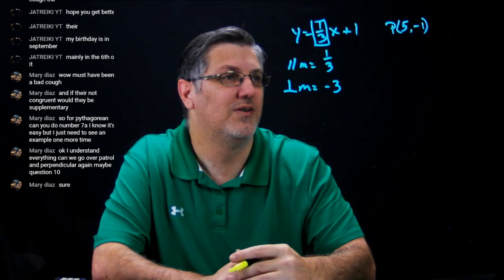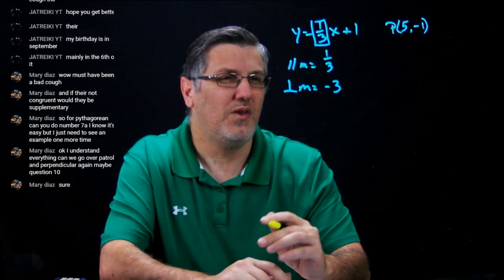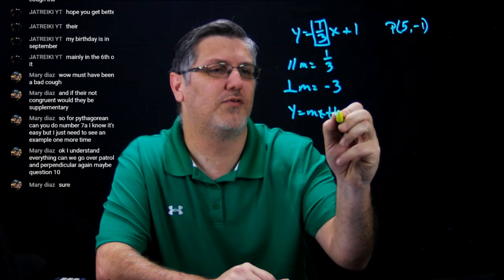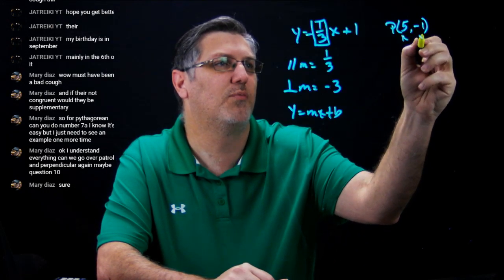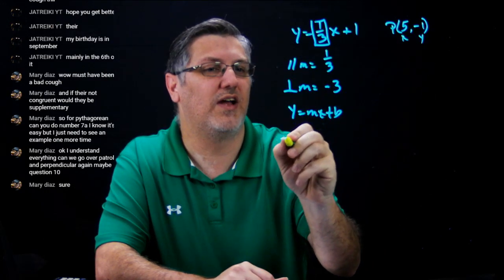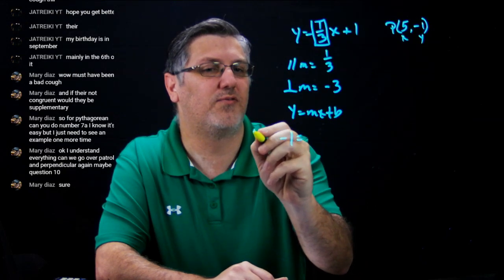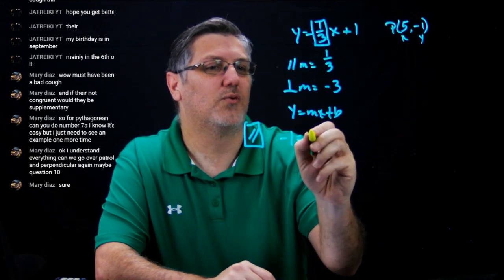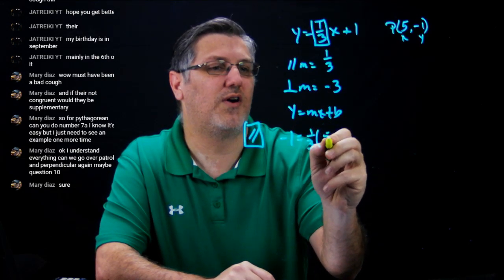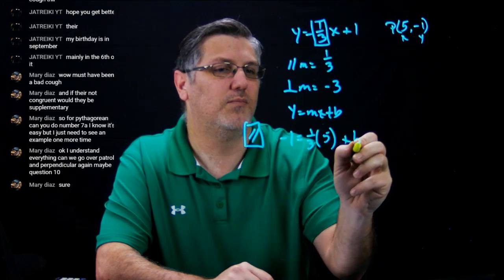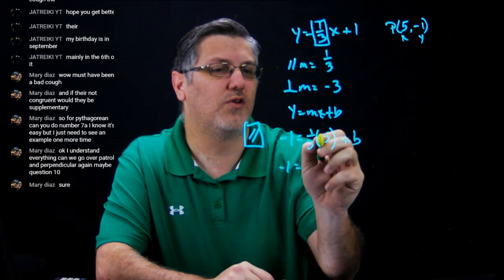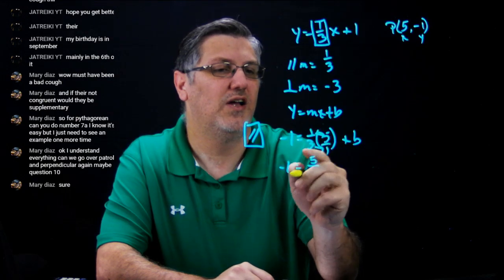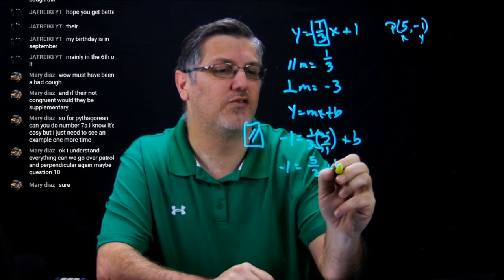Okay. So from there, we use the equation y equals mx plus b. Here's my x, here's my y. We're going to plug them in. Let's do parallel first. So we're going to do 1/3 times 5 plus b. So I have -1 equals, now when we multiply fractions, we multiply straight across. So 1 times 5 is 5, and 3 times 1 is 3, plus b.